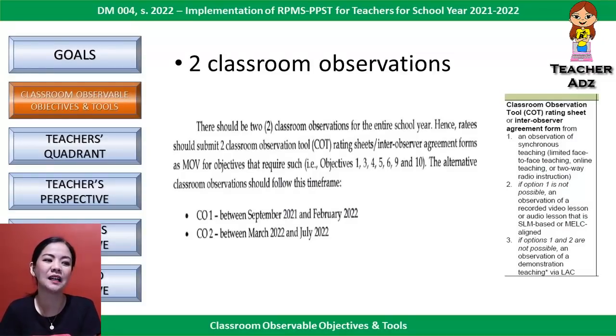So for this school year, we have 2 classroom observations like last year, right? It is clear in the memo that there should be 2 classroom observations for the entire school year. Hence, ratees should submit 2 classroom observation tool or COT rating sheets or inter-observer agreement forms as MOV for objectives that require such. The alternative classroom observations should follow this time frame. It says there that CO1 should be between September 2021 and February 2022, and CO2 should be between March 2022 and July 2022.